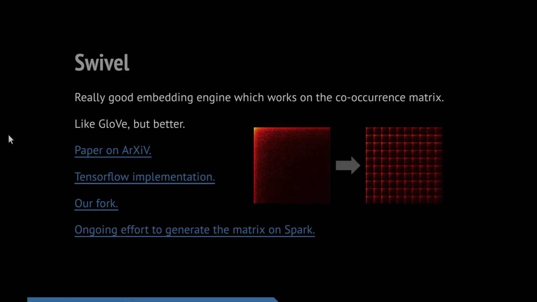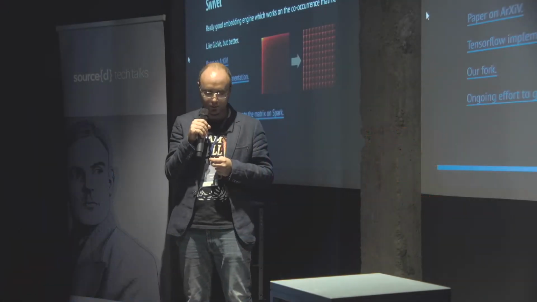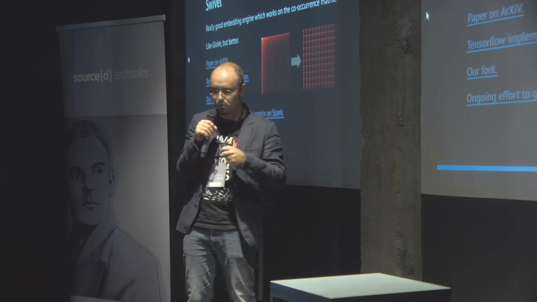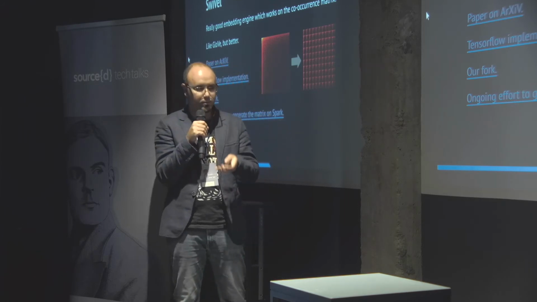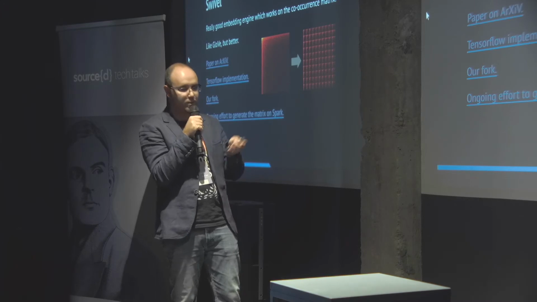And we have ongoing efforts to generate this co-occurrence matrix on Spark, because the initial code only has a native implementation on C++ working on a single node. And if you have 1 petabyte of information, even if you have a really good, fat, I don't know, 64 core node, it's still going to take a lot of time. So Spark is the only way for us. So it kind of works. You can try it, but expect some bugs.